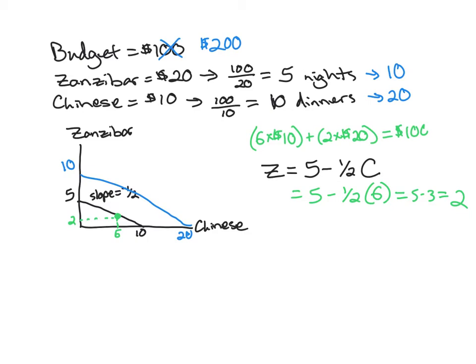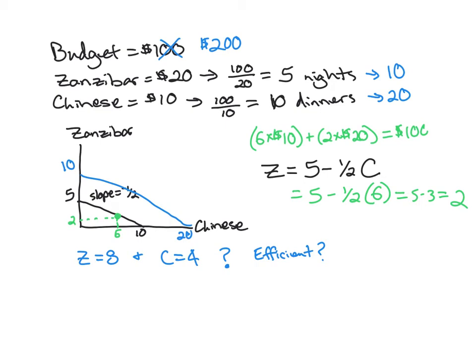Okay, now part D of the question asks, with her new budget, let's say she decides to go to Zanzibar 8 times and the Chinese restaurant 4 times. And the question is, not only are they asking, is this possible, but is it efficient? Efficient, when we're thinking about production possibility frontiers, means we're right on the line. We're not sort of underspending our resources, which would be inefficient.